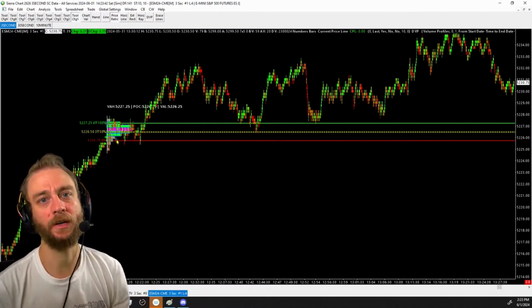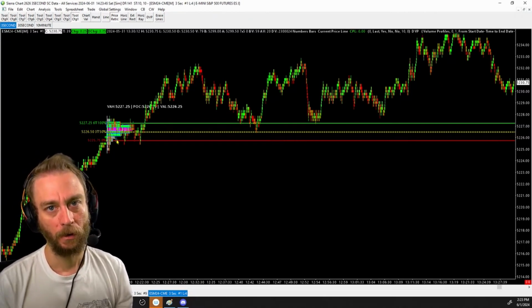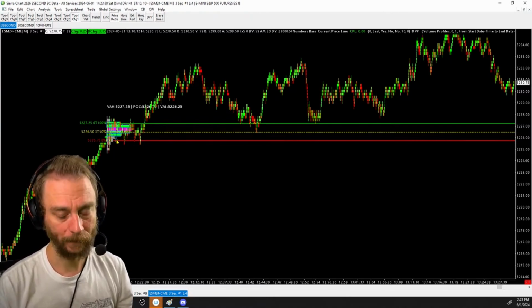You can even do this on higher time frames like 30-minute bell curves. Again, they're just ranges, right? Auction market theory, it's just ranges.